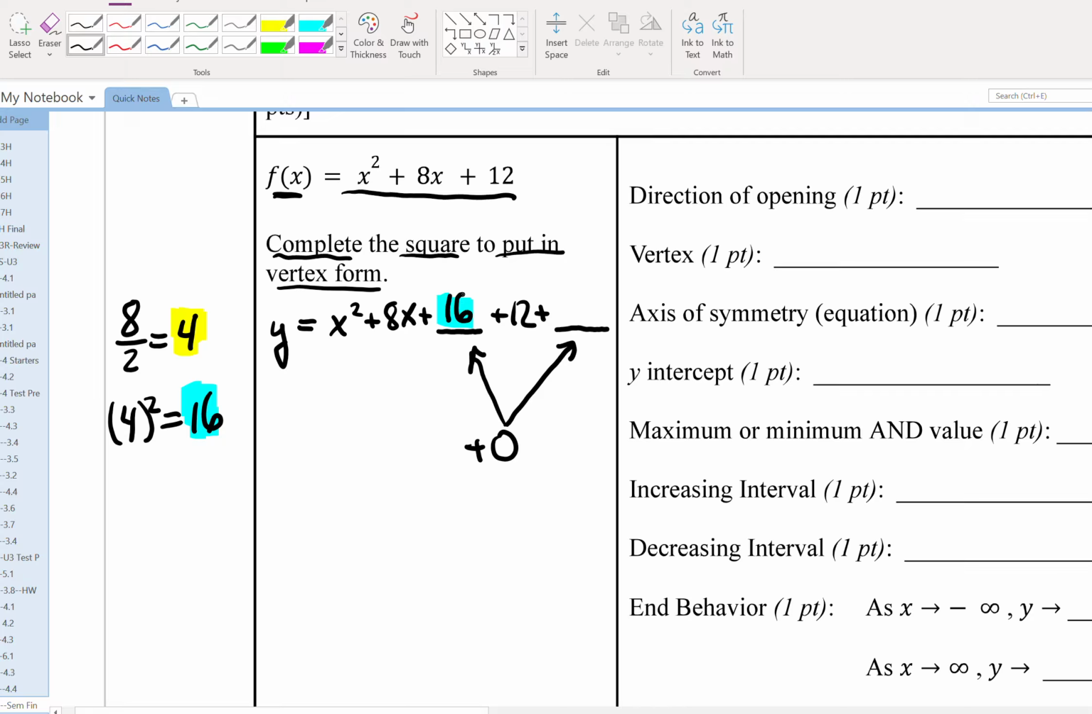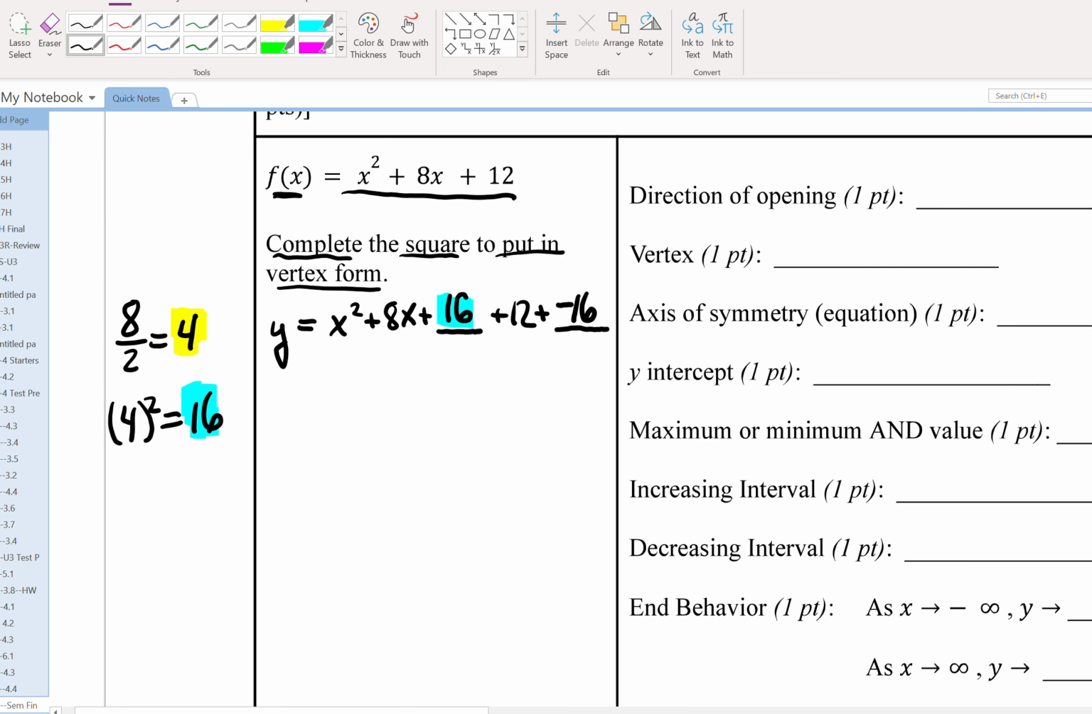This is now a perfect square trinomial. But in order for me to keep it balanced, I've added 16. Now I need to subtract 16. And that is equal to 0. 16 minus 16, that's 0. So I've not changed the value of the equation on the right side or the left side.